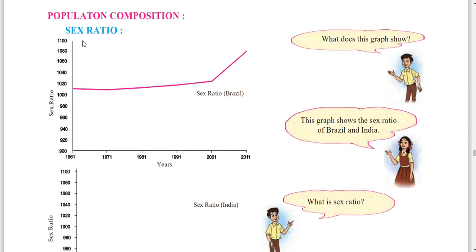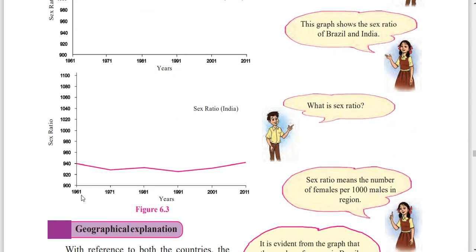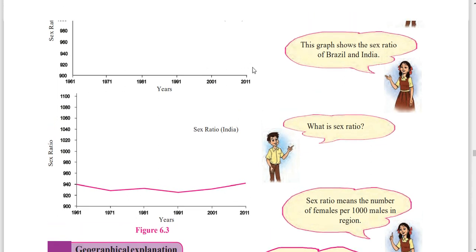Population composition, sex ratio. This is for sex ratio Brazil from 1997 to 2011. What does this graph show? This graph shows the sex ratio of Brazil and India. The second graph is of India from 1961 to 2011, same period. For Brazil also it was from 1961 to 2011.